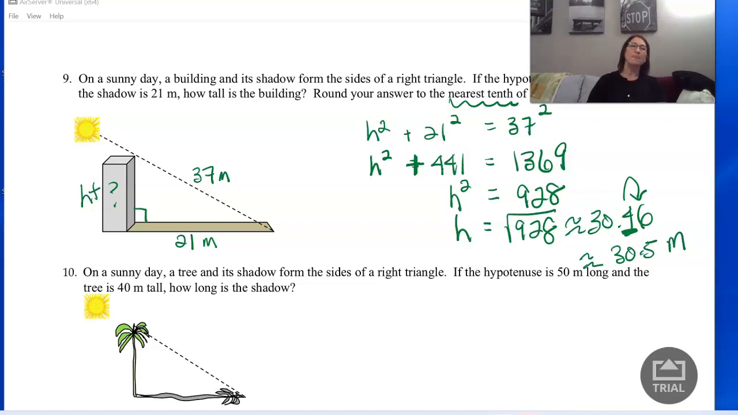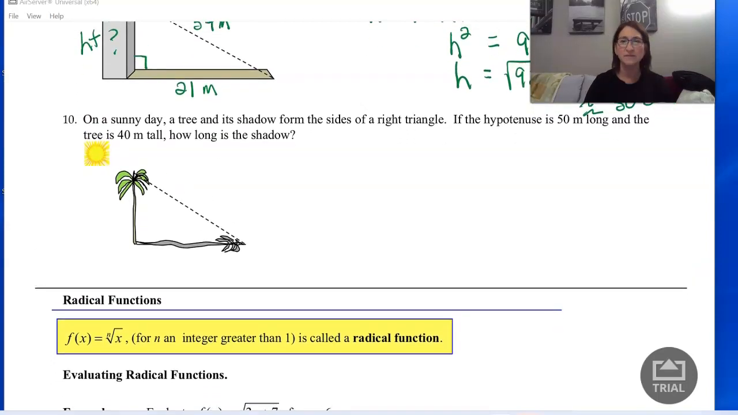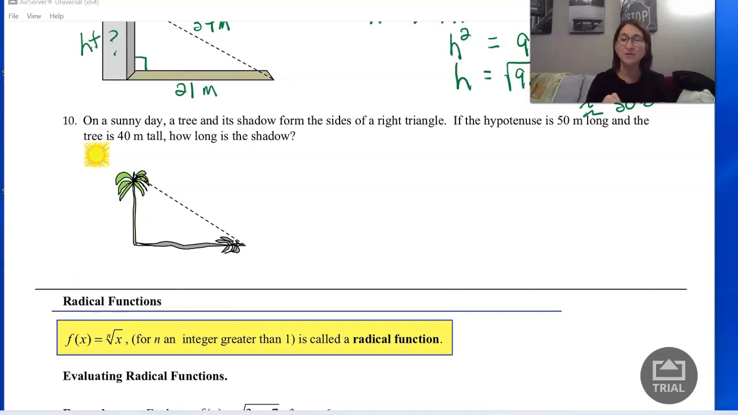There we go. Now let's look at this last one here, this last story problem. On a sunny day, a tree and its shadow form the sides of a right triangle. If the hypotenuse is 50, okay, so there's our hypotenuse, and the tree is 40 meters. Okay, how long is the shadow? That's what we want to know.